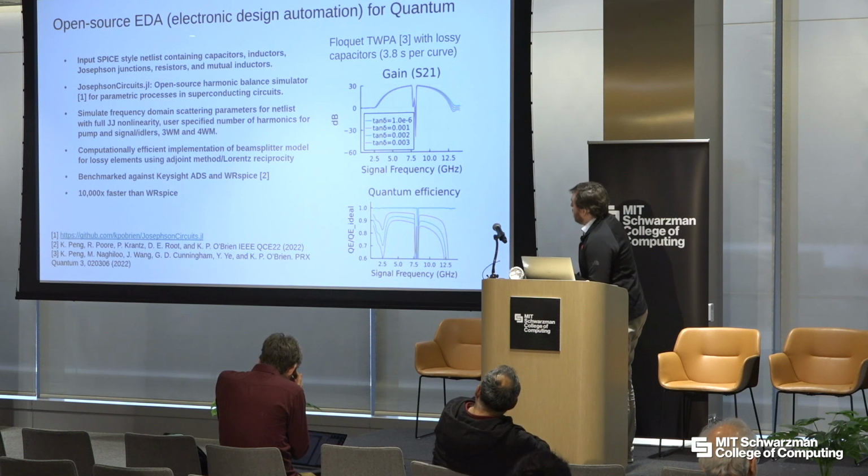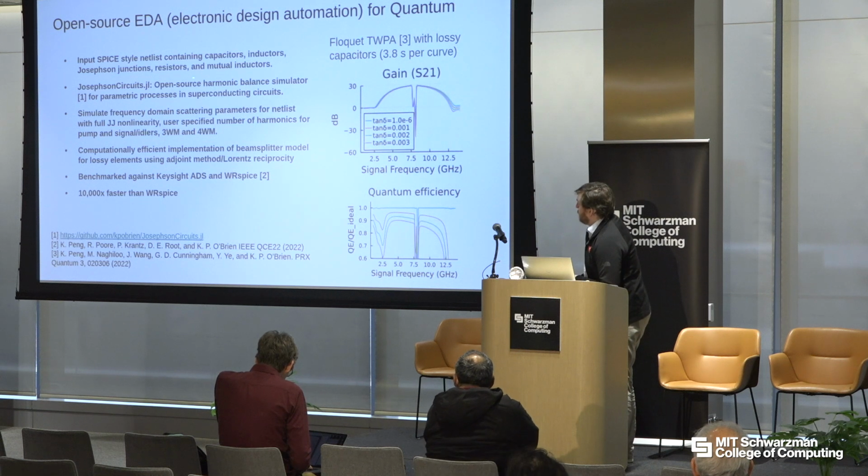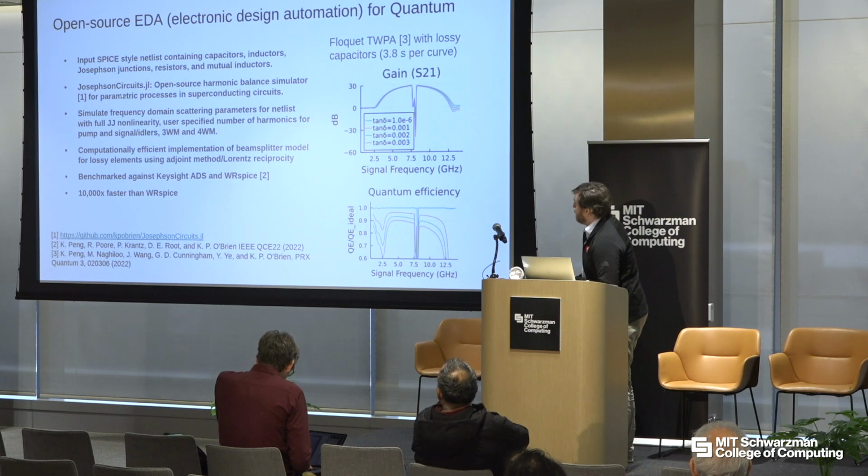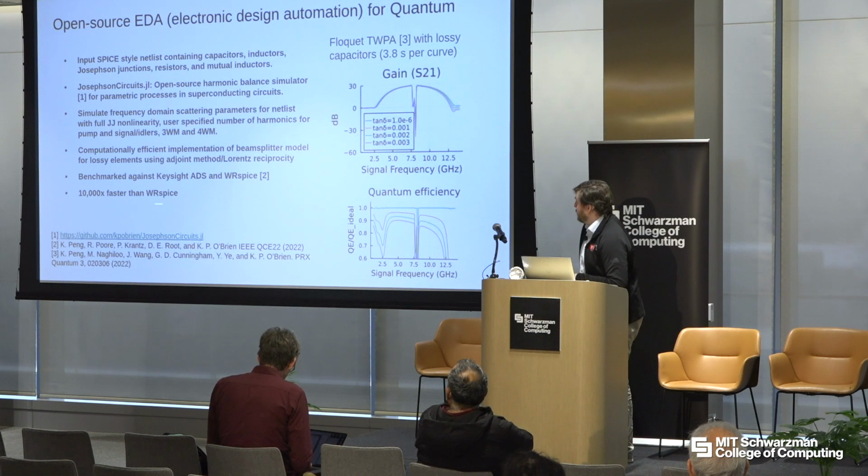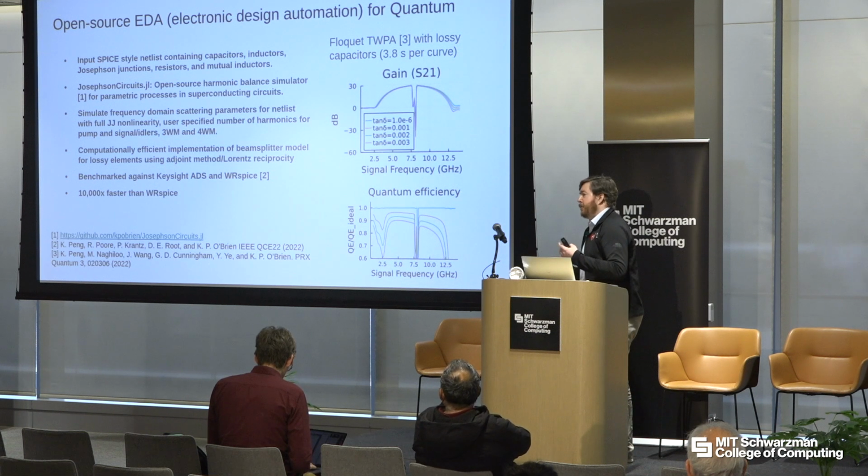One of the things that we contributed was building open source EDA tools for nonlinear circuit simulation for these quantum devices. In particular, we built a software package called Josephson Circuits. That's an open source harmonic balance simulator for parametric processes. It's about 10,000 times faster than the open source software WRspice that people typically use. We also collaborated with Keysight to compare this with their ADS software, and also to help improve commercial software in this area.